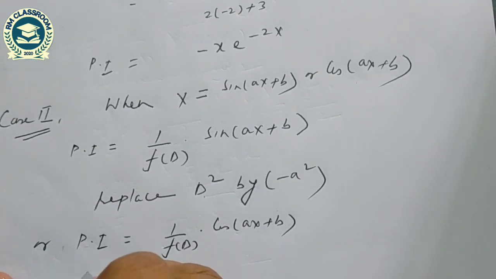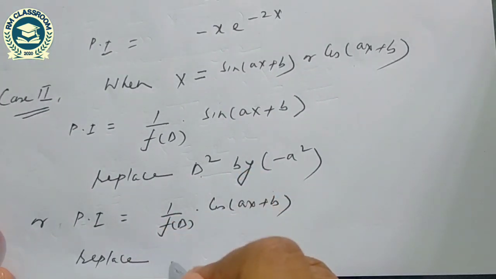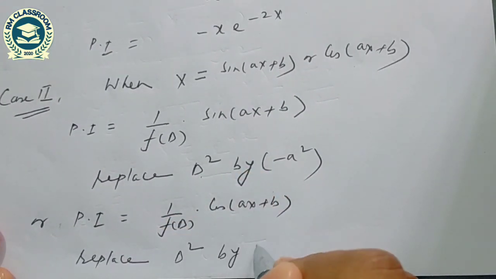And the same thing we have to do: replace D² by -a². So this is our second case, when X is equal to sin(ax + b) or cos(ax + b). Nothing else we have to write. The particular integral is equal to 1 by f(D) sin(ax + b) and replace D² by -a², or if it is a cos function, the same thing: 1 by f(D) cos(ax + b) and replace D² by -a².